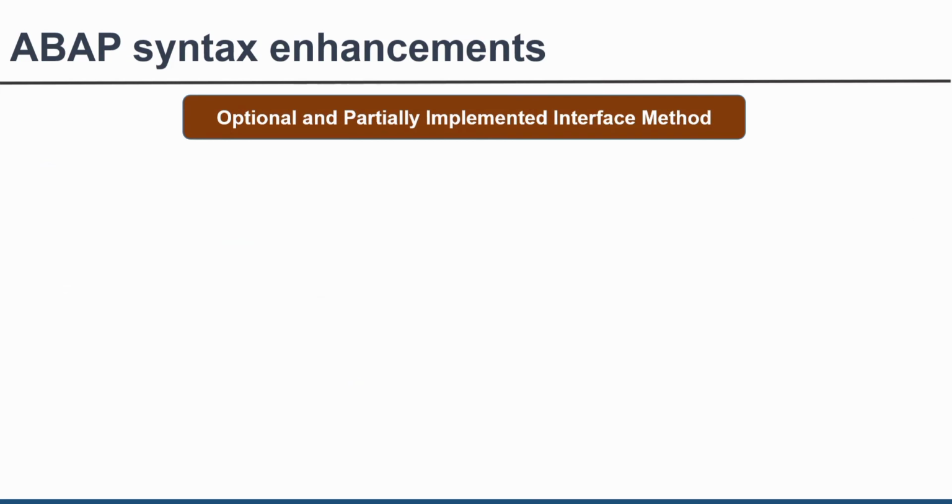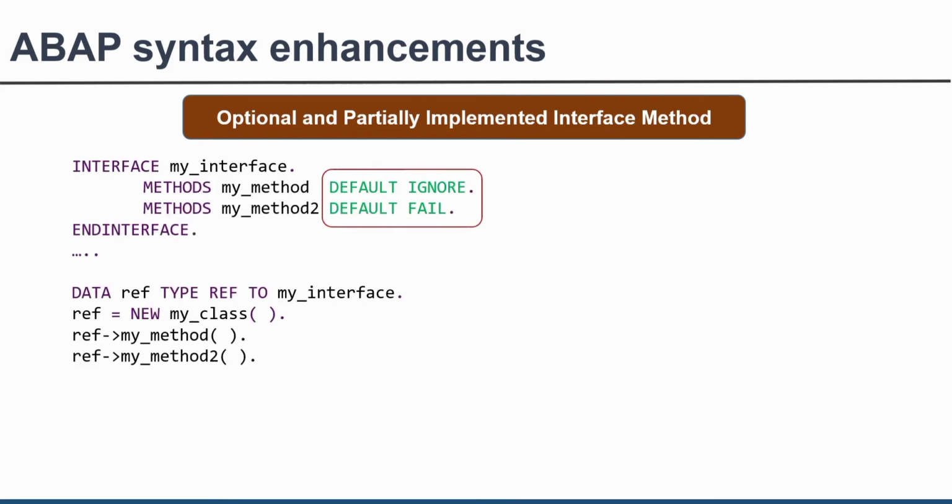Optional and partially implemented interface methods. You can now make the implementation of interface methods optional. The addition default makes the explicit implementation of an interface method optional and defines a default behavior for calls of non-implemented methods. It cannot be used in classes but only in interfaces.